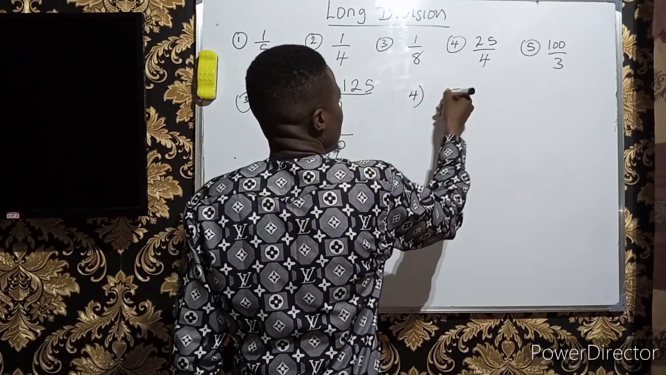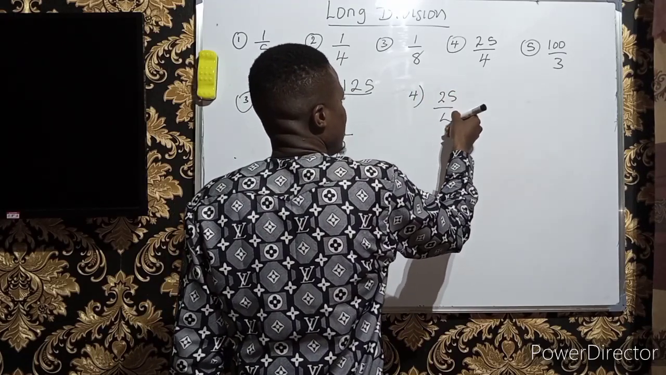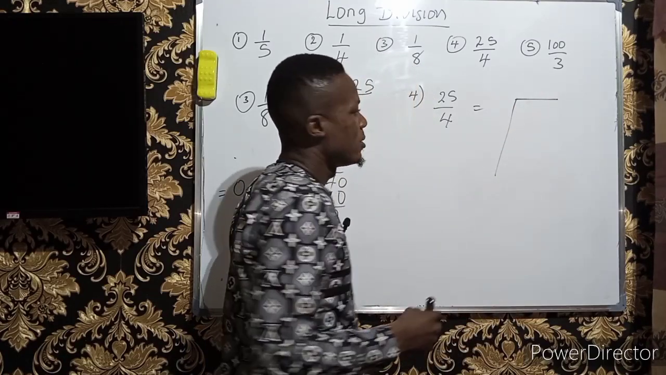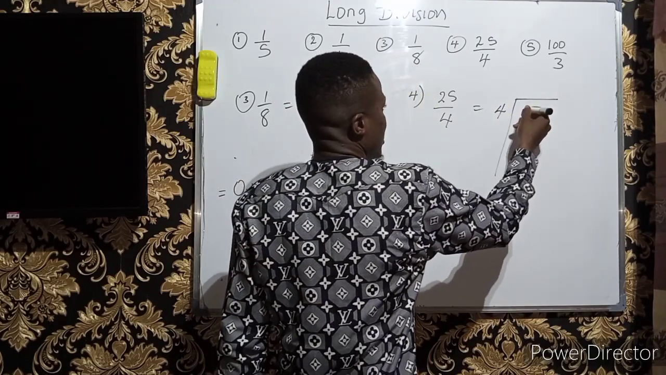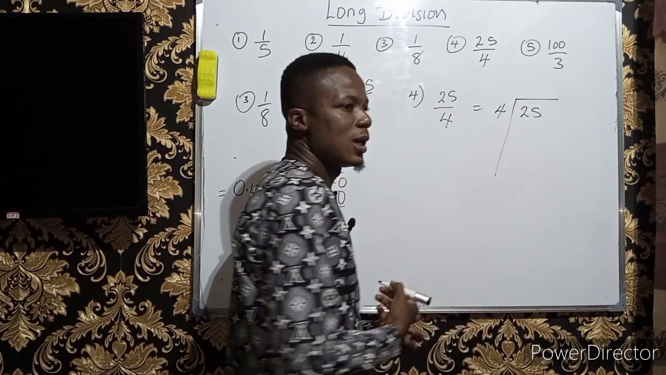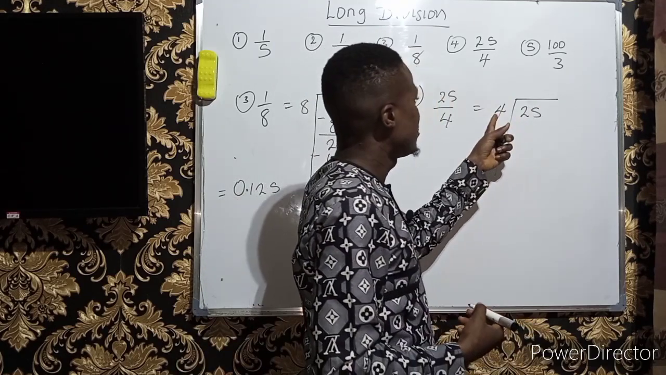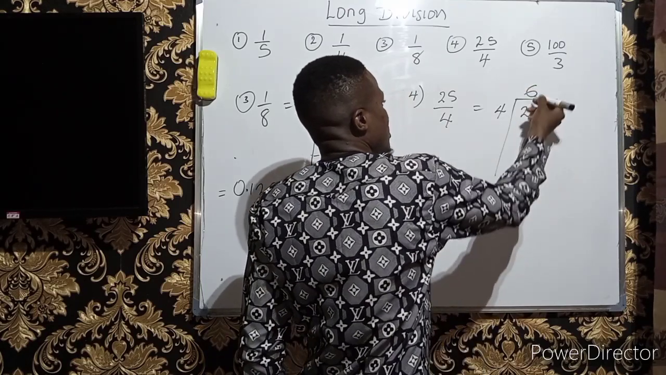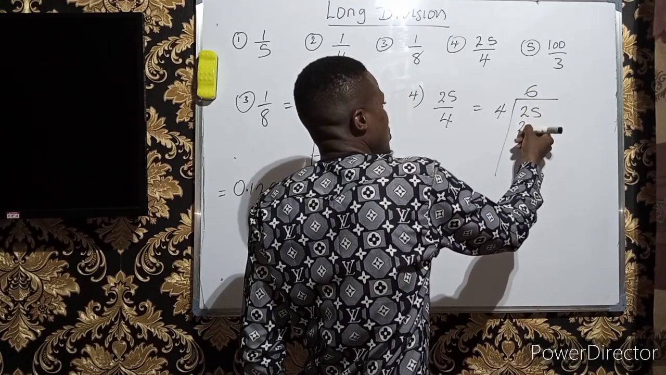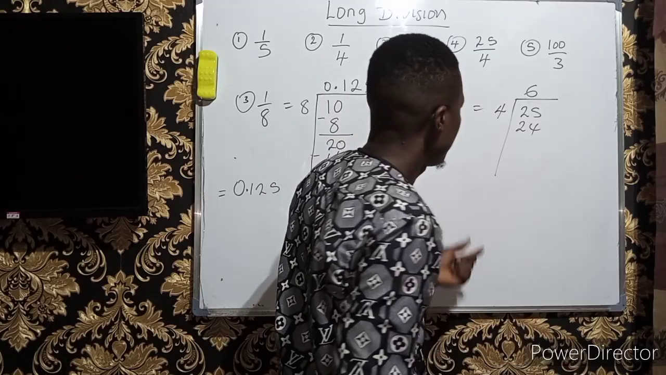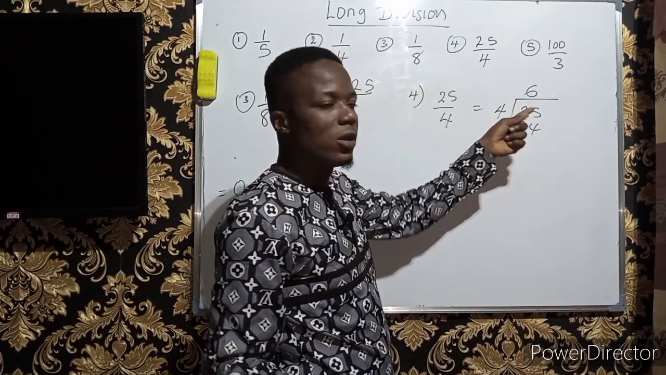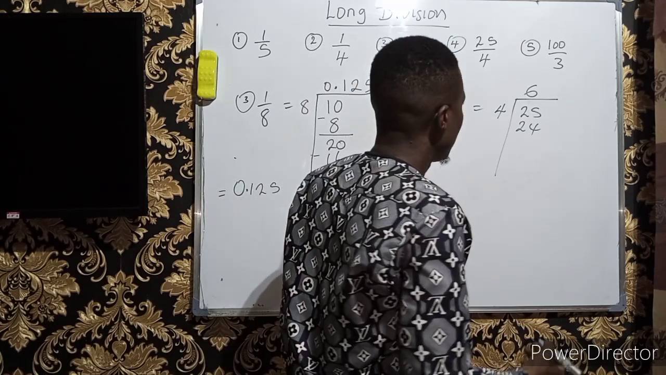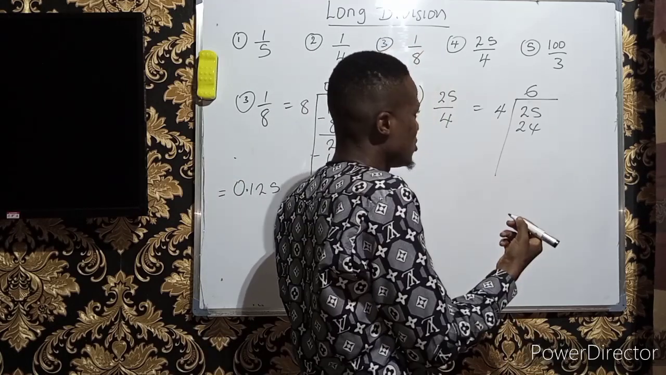In the fourth question, we have 25 divided by 4. So you make the symbol again. This time around, 4 will be outside, while 25 will be inside. Now, 25 divided by 4 will give us 6. Okay, 6 times 4 is 24. Unlike the previous ones we've been doing, you can see that 4 can go into 25. At least they get up to 1 and even more than 1. Unlike the previous one where you add 0.